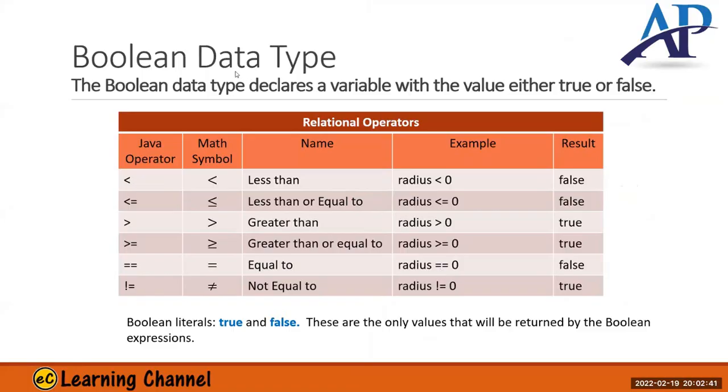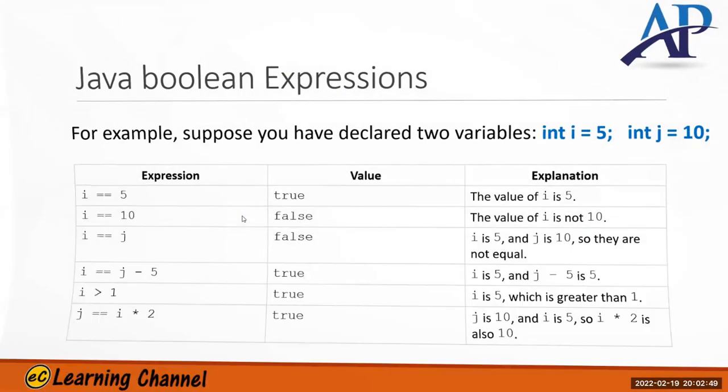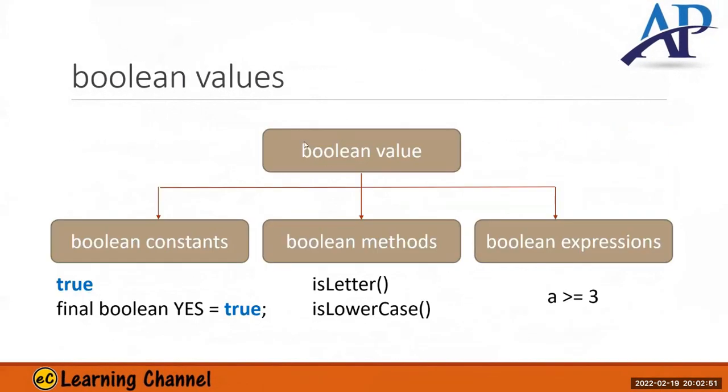So we have the Boolean relational operators. Remember not to use the method symbol.